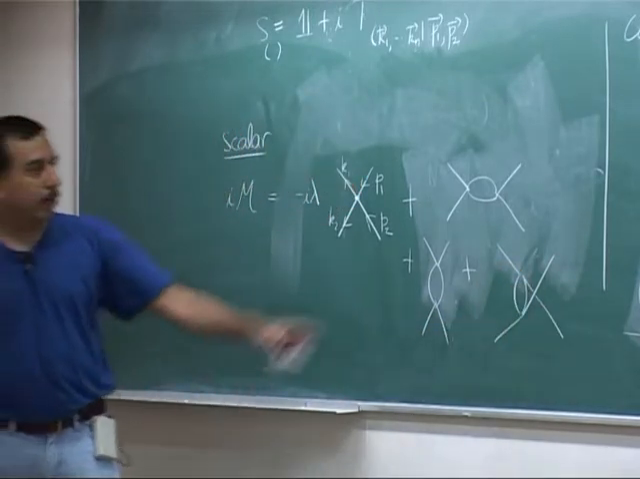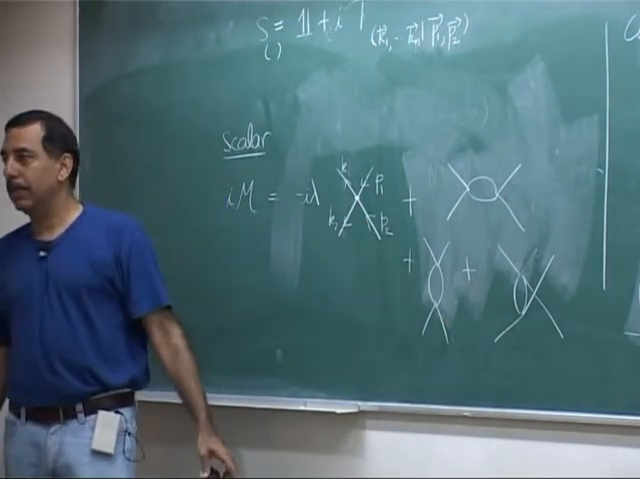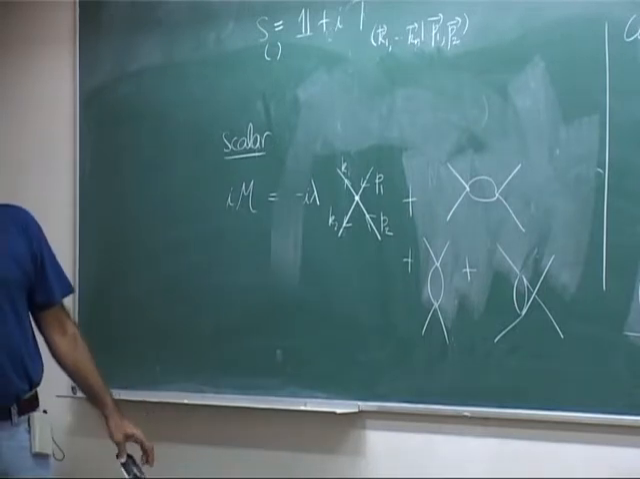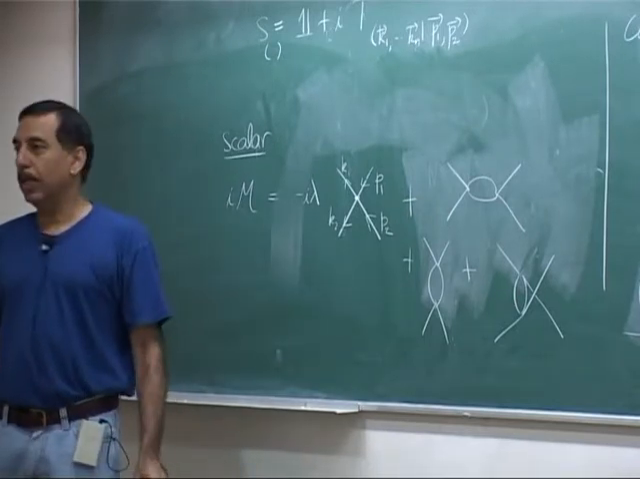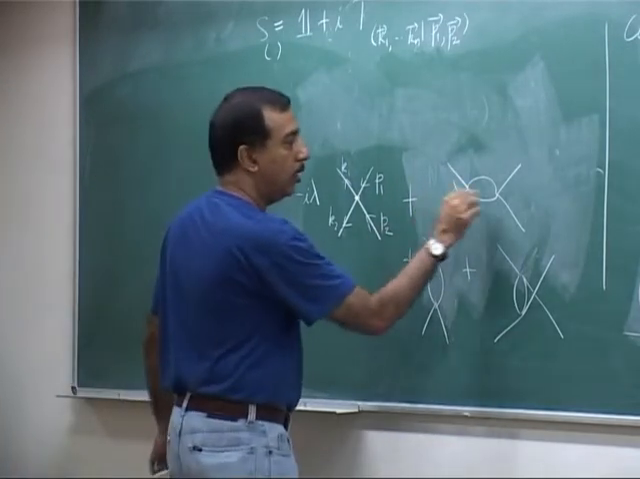These go by the name of S channel, T channel and U channel. That's a technical term that's sometimes used. We'll come back to it later. Anyway, there are these three diagrams. What order are they in lambda? Lambda squared, because lambda here and lambda here.